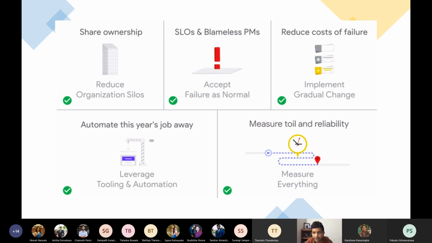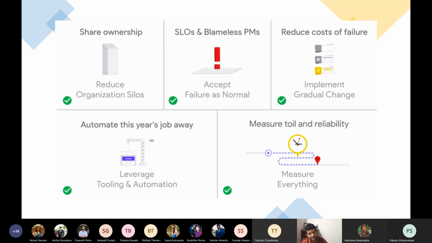And then the third point, implement gradual change. Why do we do that? This is because we want to reduce the cost of failure. In a system, let's say you put out all the features at once. Maybe if one thing breaks down, the time for recovery will be very high. So the cost will be very high. The customer impact will be very high. So it's always important to understand that.